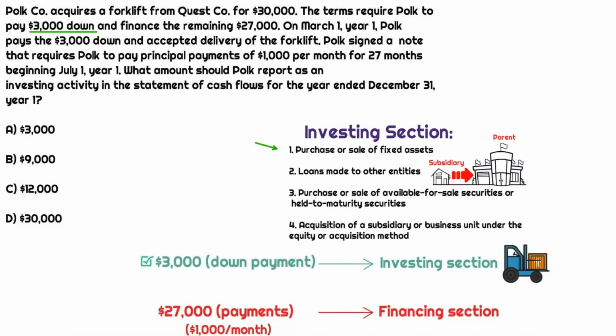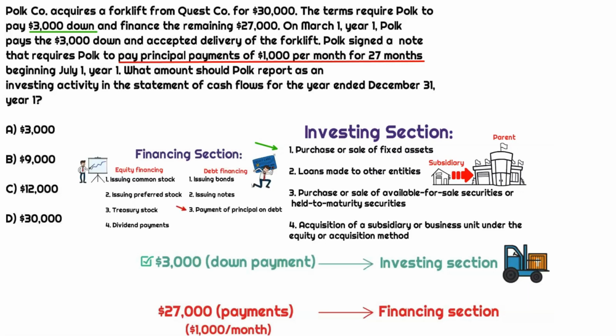Okay, so $3,000 is getting paid today, and the remaining $27,000 of the $30,000 is getting deferred as a future payment, right? Because if we read this question carefully, we see that they're going to pay $1,000 per month over the next 27 months, and that will represent that remaining $27,000. Okay, so that remaining $27,000 is going to be the remaining payment of the principal. So we're going to classify that as debt financing. So that would be classified on the financing section.